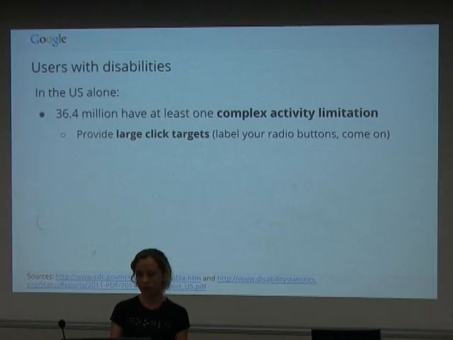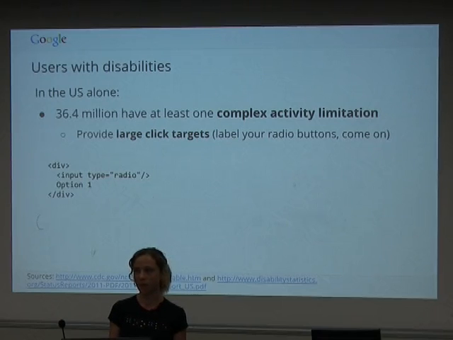So these users may not be able to use a mouse, or may actually have trouble using a keyboard. So for these users, providing large click targets is absolutely critical. And I think, again, this is something that we all really appreciate. So my favorite example is this. You have a radio button. It's a pretty straightforward thing that you use all the time.